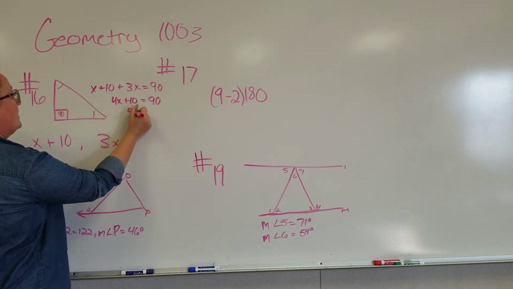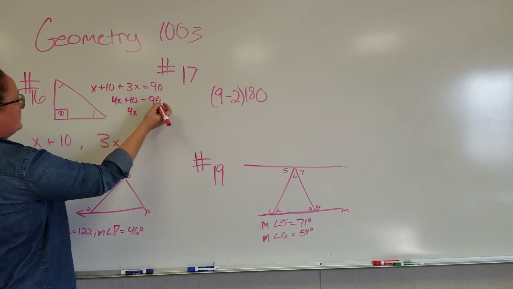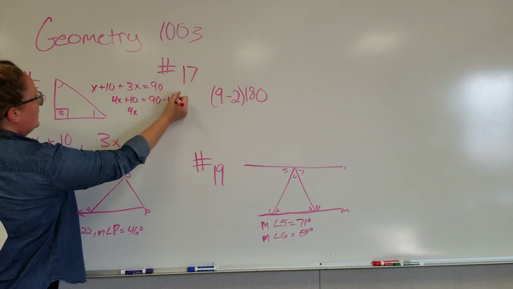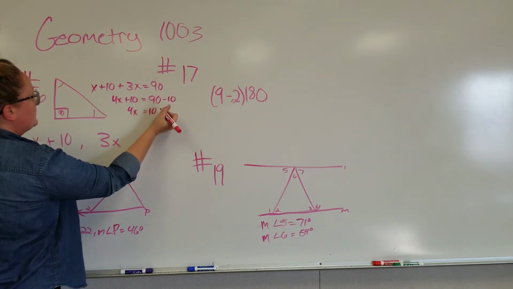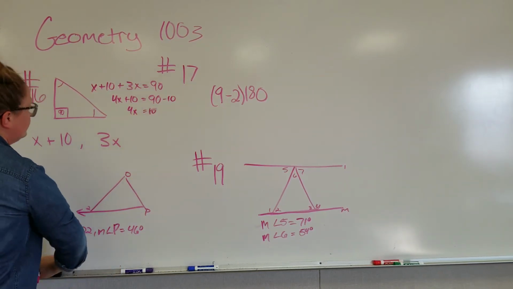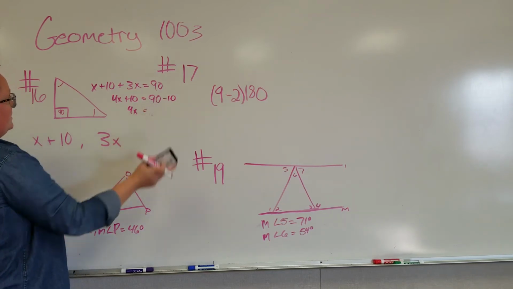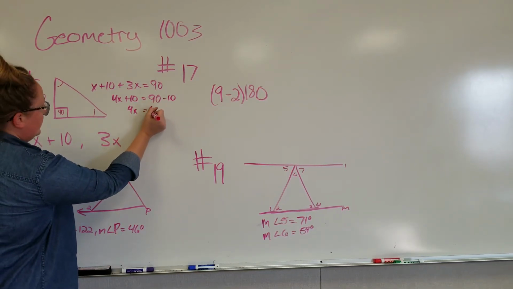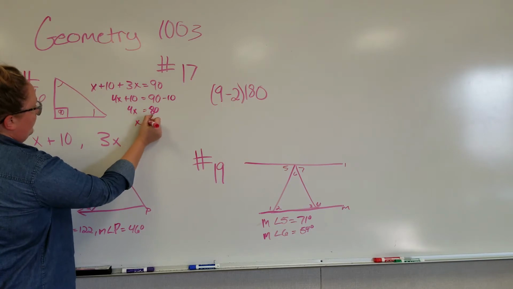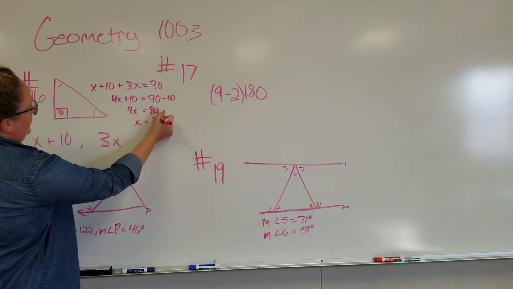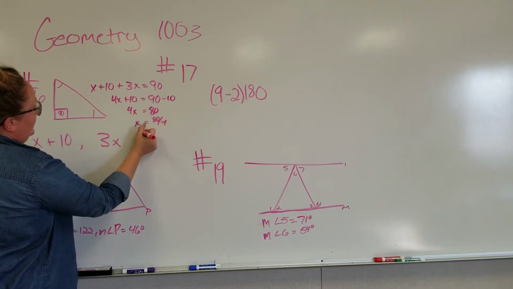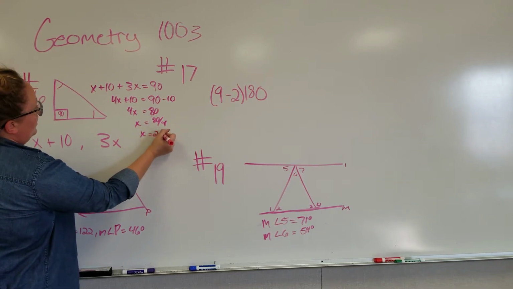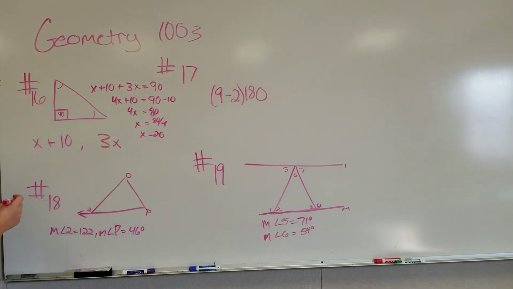So 4x, we want this 10 to move to the other side. It's going to subtract over here. 90 minus 10 is what was supposed to go there. 90 minus 10 is 80. And then 4 is multiplied to x, so the opposite of multiplication is division. 80 divided by 4 is 20. So that means x equals 20.